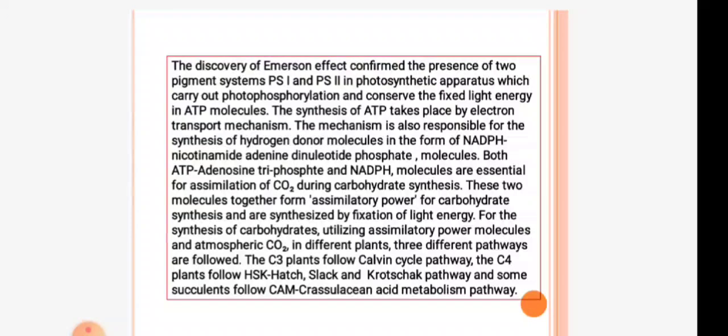For the synthesis of carbohydrates utilizing assimilatory power molecules and atmospheric CO2, in different plants three different pathways are followed. C3 plants follow the Calvin cycle pathway. C4 plants follow the HSK pathway, Hatch, Slack and Kortschak pathway, and some succulents follow CAM or crassulacean acid metabolism pathway.